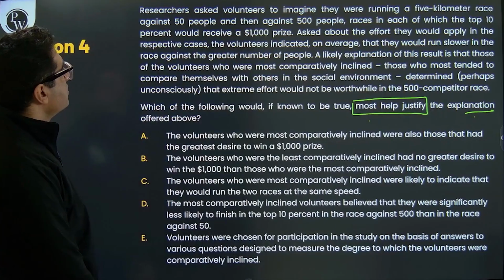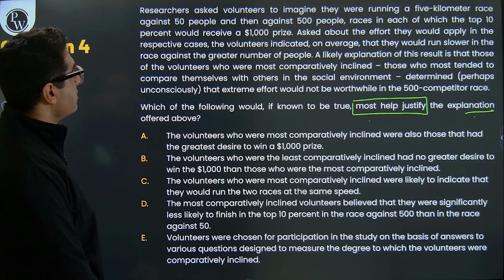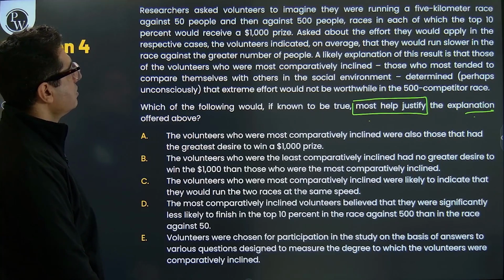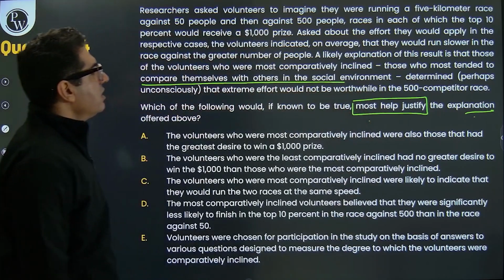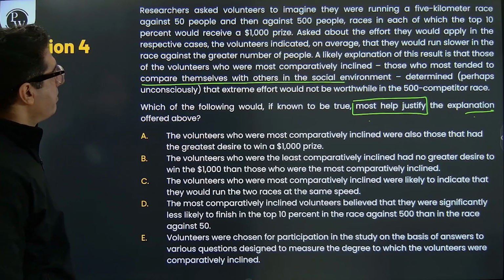Let's check. Researchers asked volunteers to imagine they were running a 5-kilometer race against 50 people and then against 500 people. Races in each of which the top 10% would receive a $1,000 prize. Asked about the effort they would apply in the respective cases, the volunteers indicated on average that they would run slower in the race against the greater number of people. A likely explanation of this result is that those of the volunteers who were most comparatively inclined, and comparatively inclined is when you compare yourself against others, they determined, perhaps unconsciously, that extreme effort would not be worthwhile in the 500 competitor race.